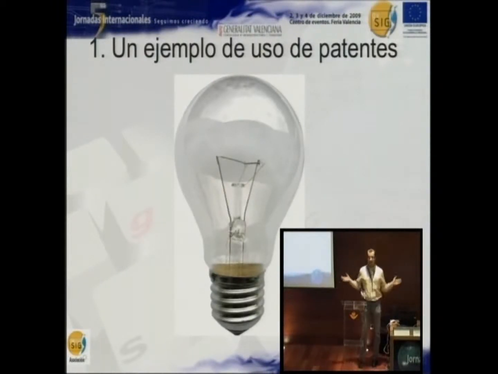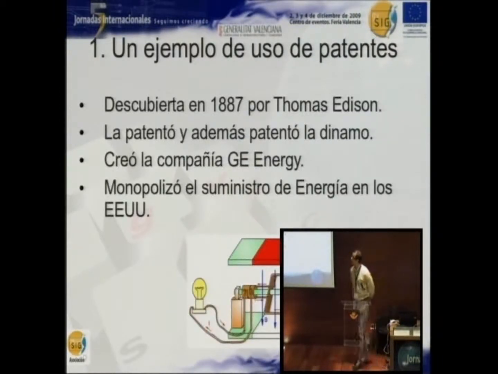Right, an example of patents, the light bulb. It has nothing to do with the gvSIG world. Bulbs were discovered by Thomas Edison quite a few years ago. And, well, this guy was a great inventor. You all know him. He invented things, and then he got patents for it, basically to make a lot of money. He discovered the light bulb. He patented it. He also discovered the dynamo to provide electricity to the bulb. He patented it, and then he set up his own company to provide people with power, with electricity.